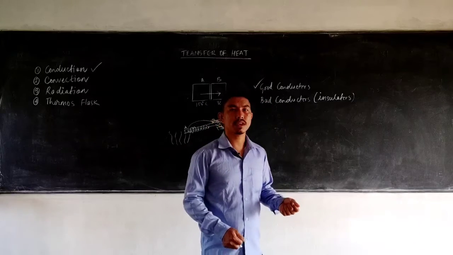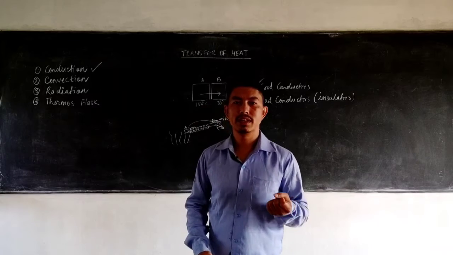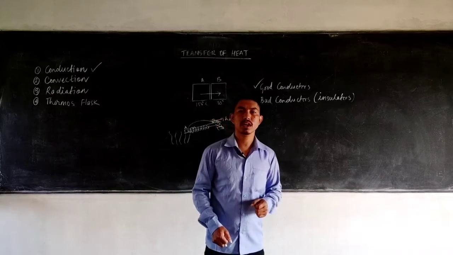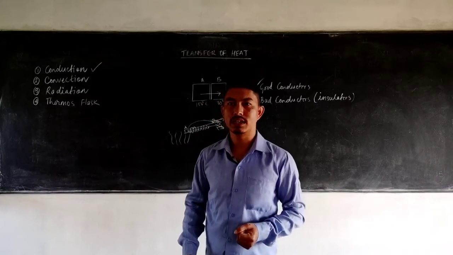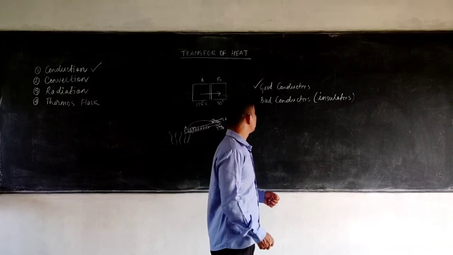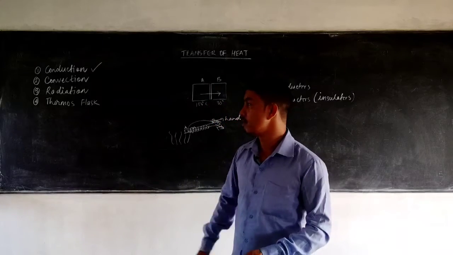And if you see some kind of pan, usually the handles are made out of wood or plastic, because wood or plastic are poor conductors, so that when you hold it, you do not feel the heat. So there are many such applications of poor conductors and good conductors.